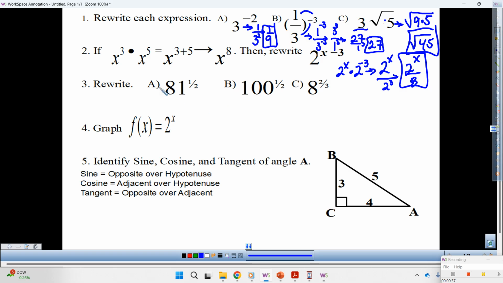All right. Number 3. 81 to the 1/2 exponent. 1/2 exponent is also known as square roots. Square root. So what is square root of 81? Oh, that is 9.